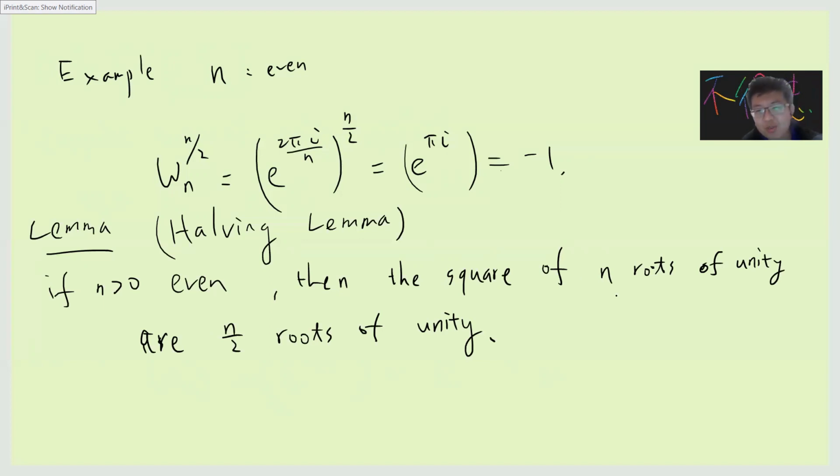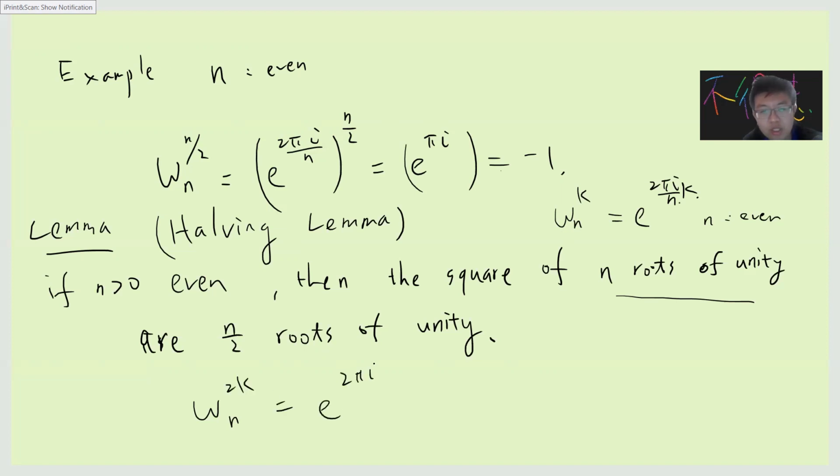What is going on here? You take the n-th roots of unity, exp(2 pi i k / n), and n is even. If you square it, you get exp(2 pi i 2k / n), and since n is even, you can write this as exp(2 pi i k / (n/2)). That proves the result: the squares of the n-th roots of unity are the (n/2)-th roots of unity. Perfectly trivial, but the fast Fourier transform idea actually comes from this very simple observation.